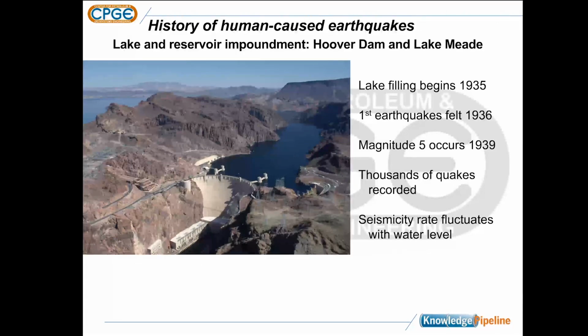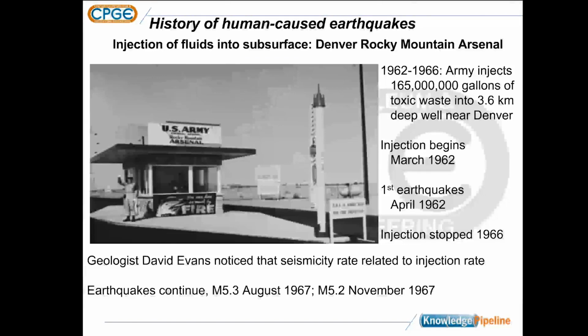Concerning the history, earthquake scientists first realized that humans could cause earthquakes when they were building Hoover Dam in the 1930s and filling Lake Mead. They started filling the lake in 1935. People first started feeling earthquakes in 1936. In 1939, there was a magnitude 5. There were thousands of quakes recorded, and people noticed that the rate of seismic activity fluctuated as the lake levels fluctuated. The next major event in the history happened in the Denver area.